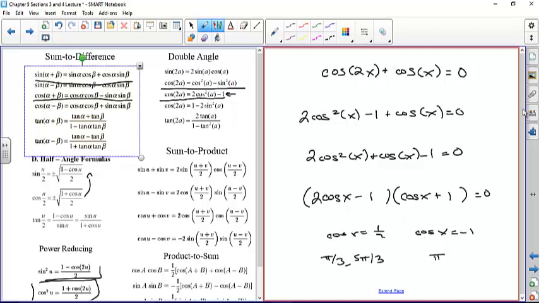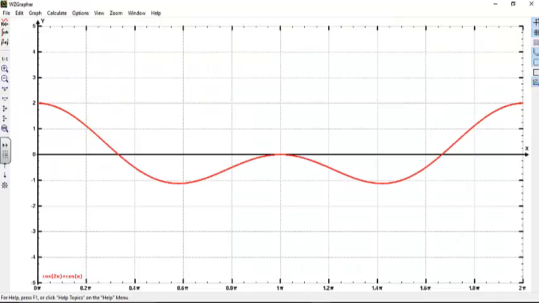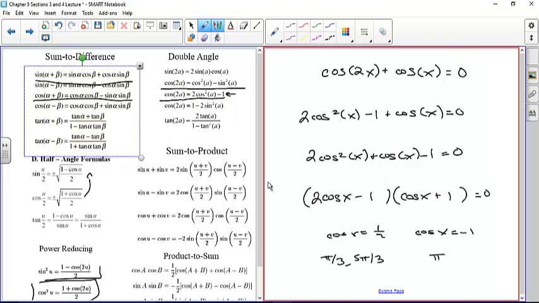And if we go back and look at that, so I said I wasn't going to do it, but I'm doing it. You can see here's pi over 3 is right there. And then there's 5 pi over 3 here. And then we have pi. So there you go. That didn't take very long, did it?